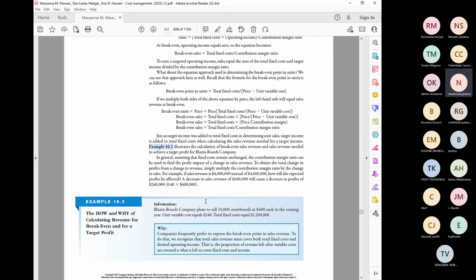To obtain the total change in profits from a change in revenue, simply multiply the contribution margin ratio by the change in sales. For example, if sales revenue is 4 million instead of 4,600,000, how will the expected profits be affected? A decrease in sales revenue of 600,000 will cause a decrease in profits of 240,000.